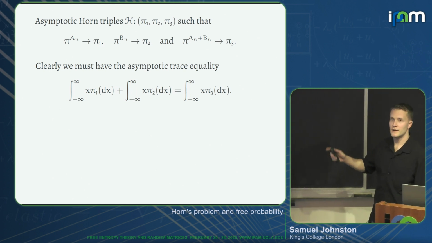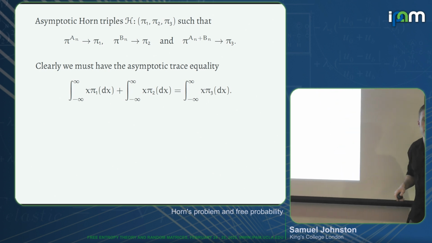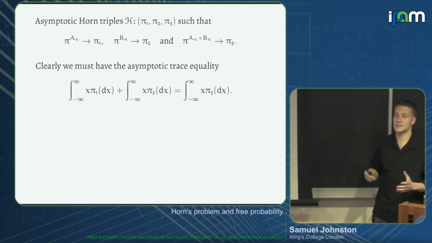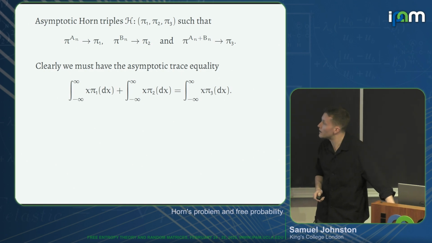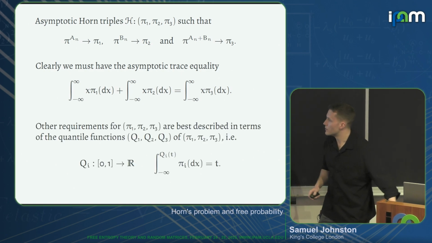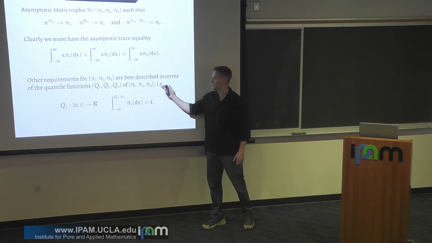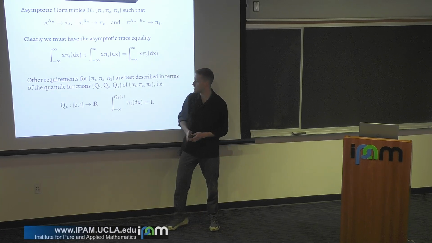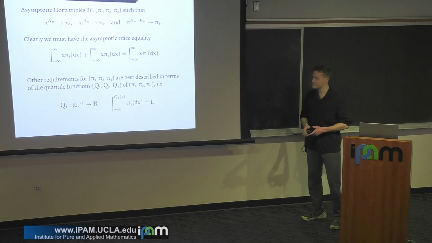However, it turns out that these pi1, pi2, pi3 satisfy a bunch of inequalities that are asymptotic analogs of the Horn inequalities. But in order to describe these, we need to unpack pi1, pi2, pi3 in terms of their quantile functions. So these other requirements for pi1, pi2, pi3 to be a Horn triple are given in terms of the quantile functions, where q_i is the inverse of the distribution function of pi_i.